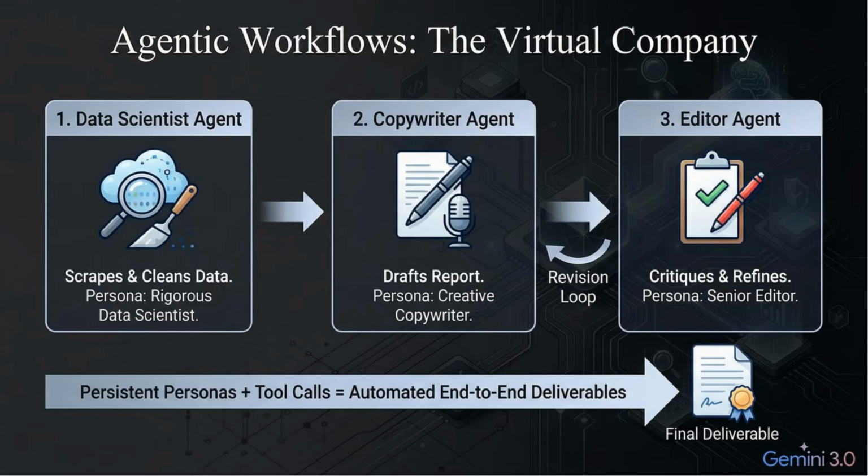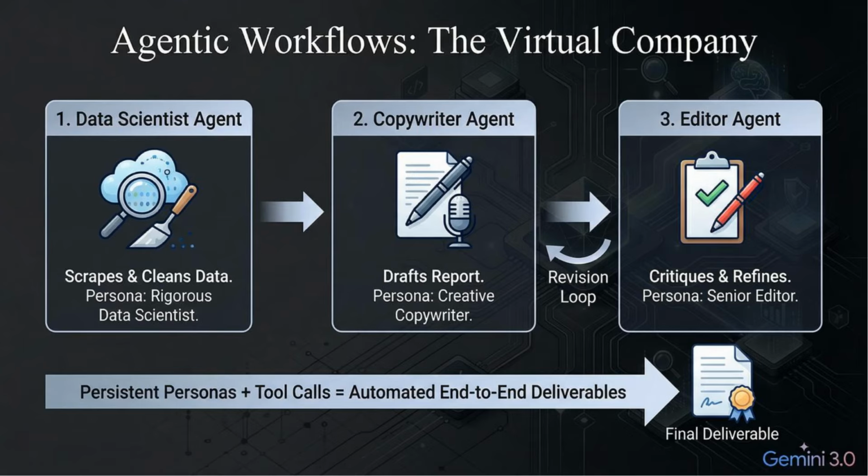Part 8. The future of agentic workflows. As we look at what Gemini 3.0 enables, we are moving away from chatbot and toward agent. An agent is just a model with a persistent persona and the ability to use tools. Imagine setting up a workflow with 3 instances of Gemini 3.0. Instance 1, the researcher, persona, data scientist. It scrapes the web and compiles data.